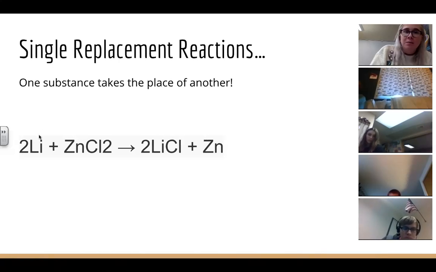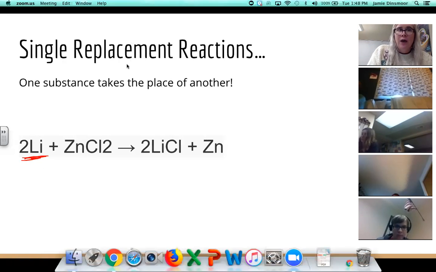All of these single replacement reactions will involve metals. Lithium. There will always be a metal by itself, right? Because it's single replacement. If this metal was bonded with something else, it would be double replacement. We'll always have another compound that also has a metal. Zinc, looking like a metal. What will happen if the reaction works is that the lithium will replace the zinc, right? And zinc will be left by itself.